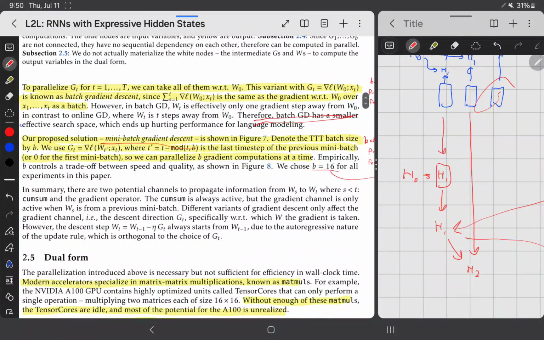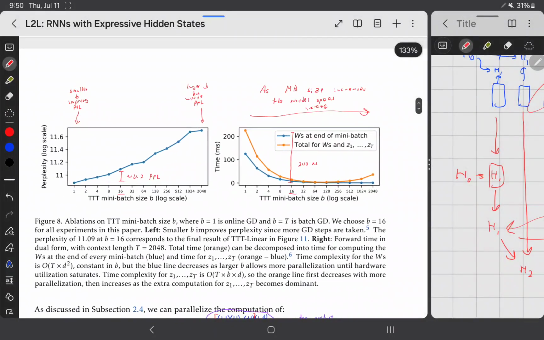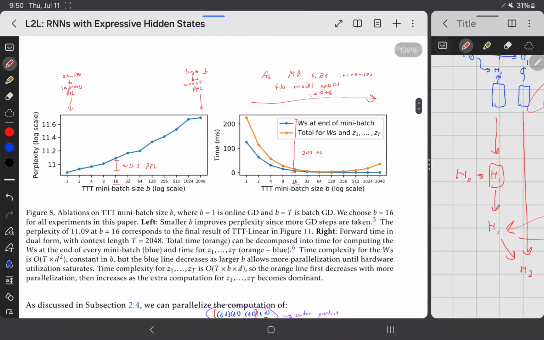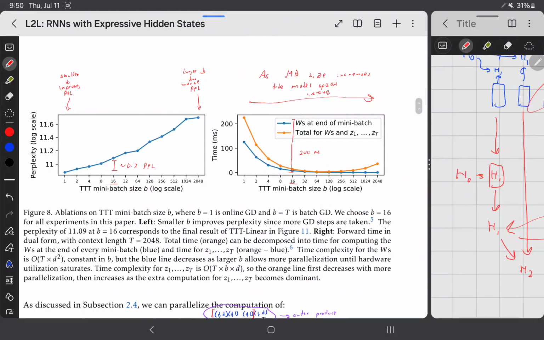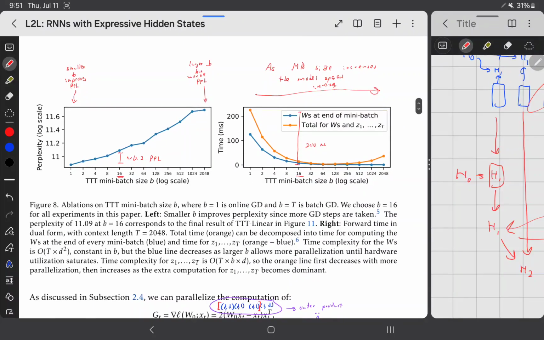Though they do note that this does have an issue down here. So it's faster because you can compute it in a batch. It's parallelizable, but it does have this trade-off. As the mini batch size increases, the perplexity increases as well. But as you increase it, the time to make this computation also goes down. So it's this trade-off. They pick a size of 16 because the perplexity increase isn't very high, while the time taken is much lower than if you were to just do a batch size of 1 at a time.